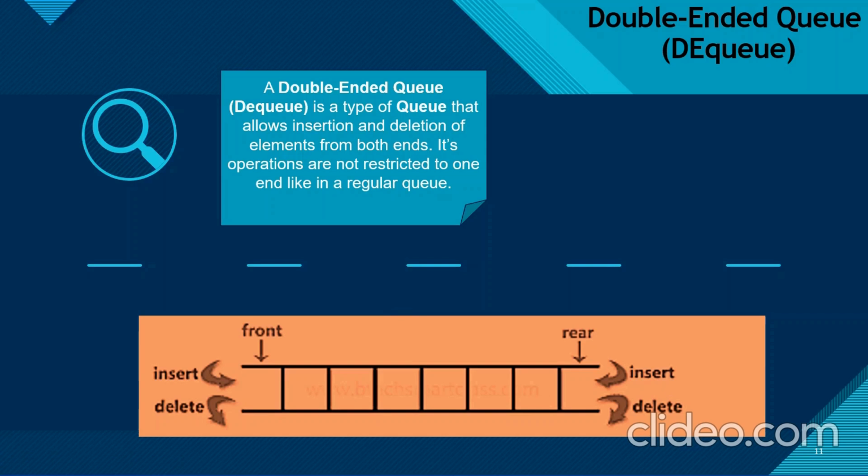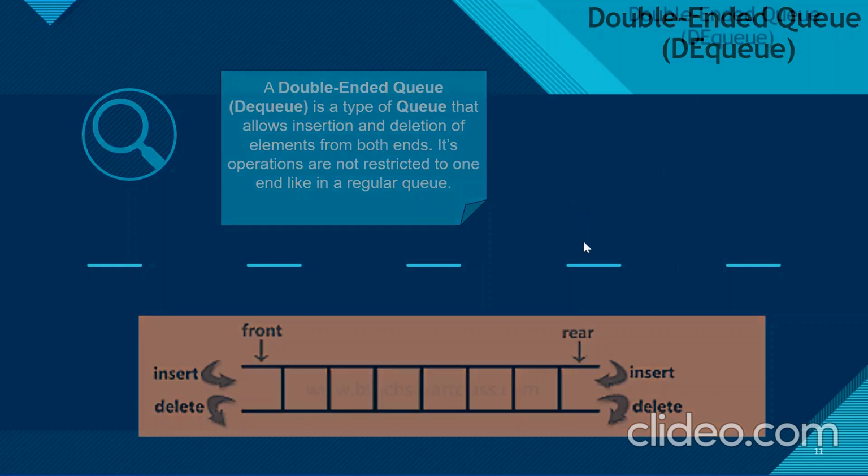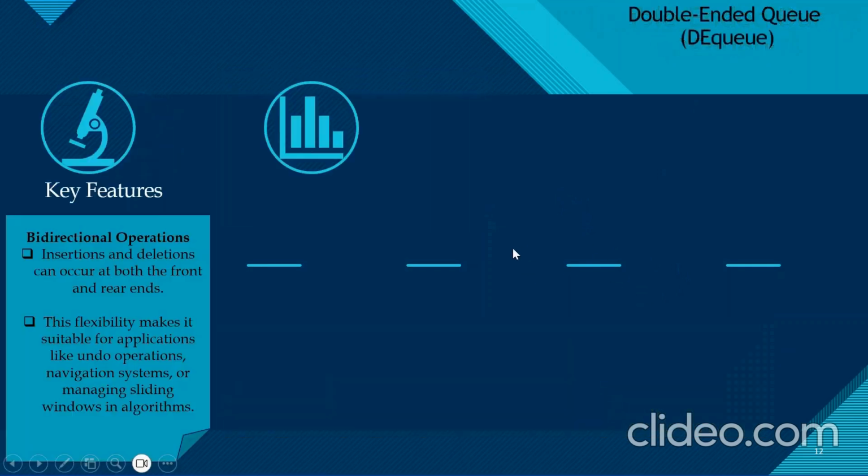This is against the concept of a linear queue, wherein from the front only deletion takes place, while from the rear insertion takes place. So the difference basically is that you can do both the operations from both the ends. That is why it is called a double-ended queue, right? So if we can see certain features, bidirectional operation means insertion and deletion can occur at both the front and rear ends. This flexibility makes it suitable for applications like undo operations, etc., right?